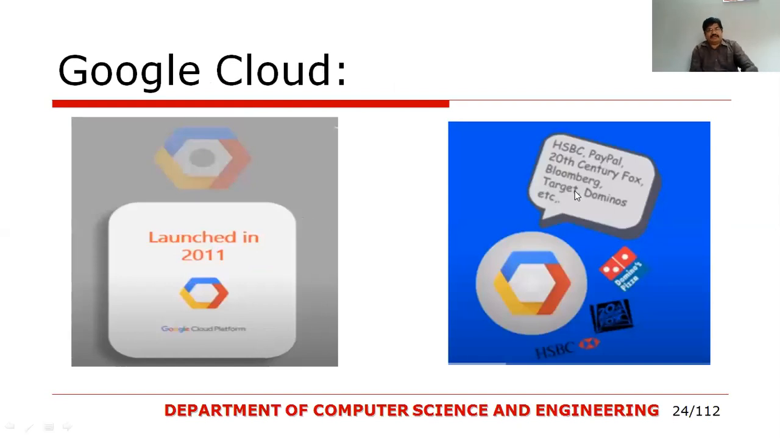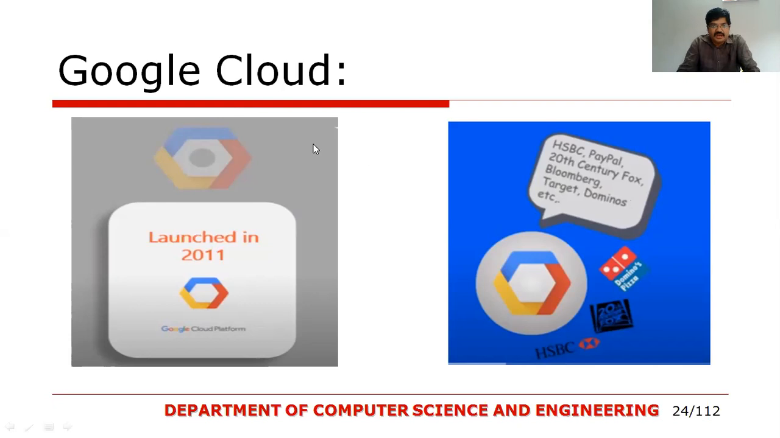Next, one of the familiar cloud computing providers is Google Cloud. Google Cloud was launched in the year 2011. Google Cloud also provides services: software as a service, platform as a service, and infrastructure as a service. Here we will discuss some of the well-defined service providers.